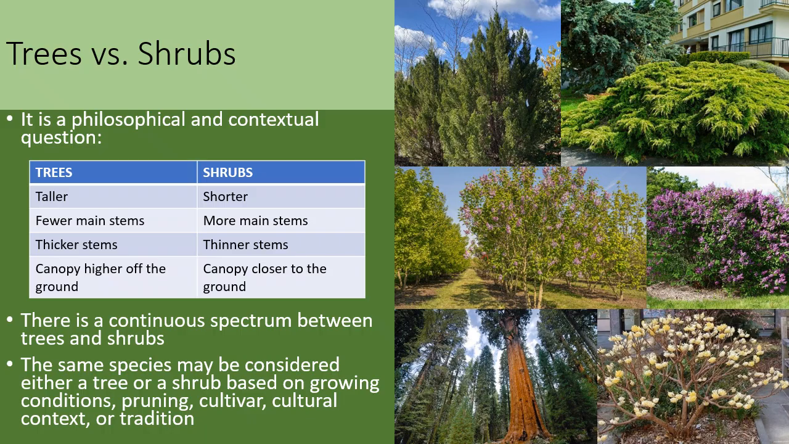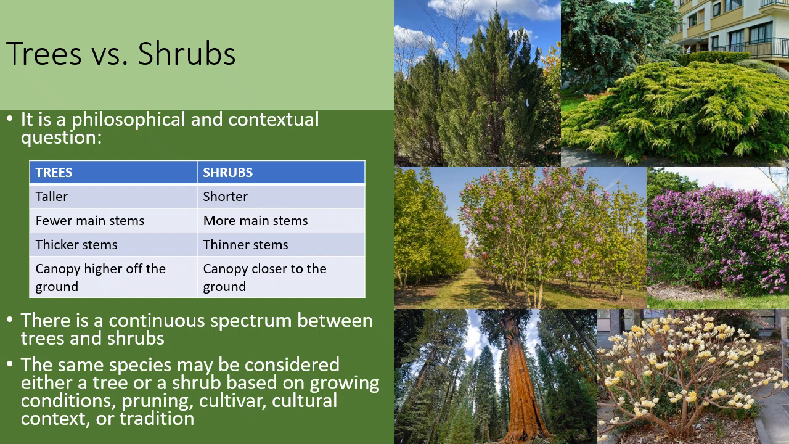Moving down one, we've got another situation where we've got the same species, right? On the left-hand side, you might say that's a lilac tree. On the right, you'd probably say it's a lilac shrub, but they're the same cultivar. It's just pruning and the growing conditions that are resulting in that difference.